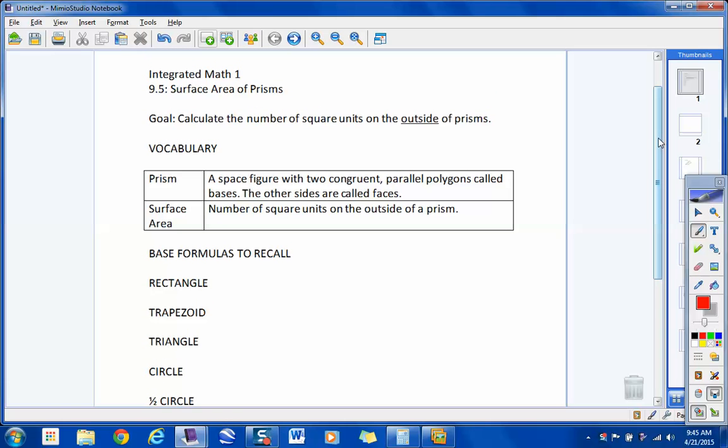We're going to be dealing with surface areas of space figures, in our case prisms. We'll calculate the number of square units on what's the big word right here? On the outside of prisms. How many squares it takes to cover the outside.